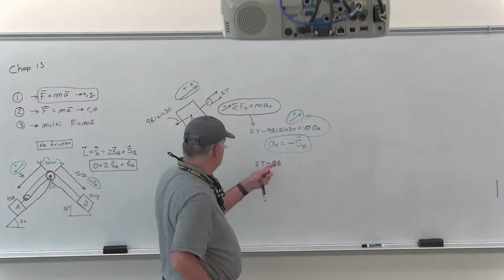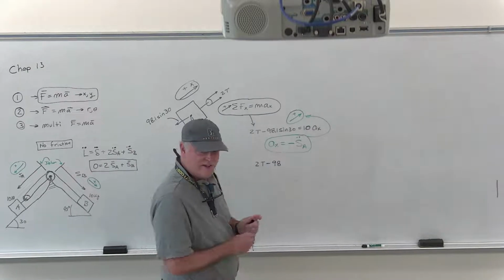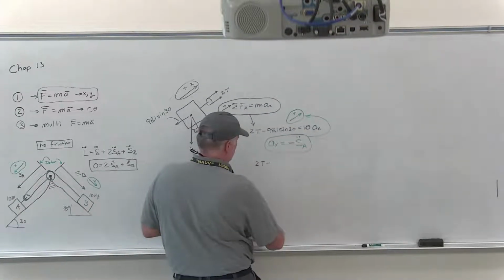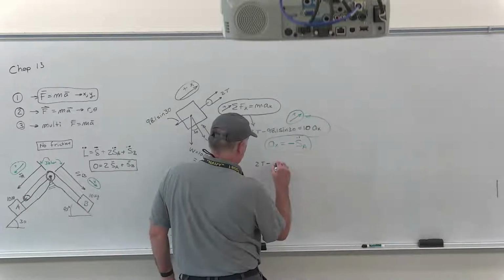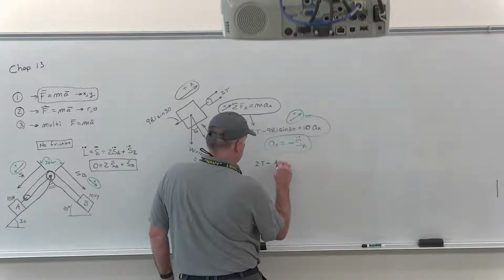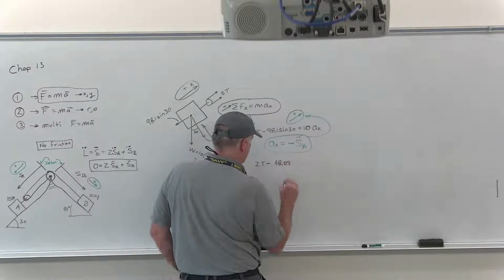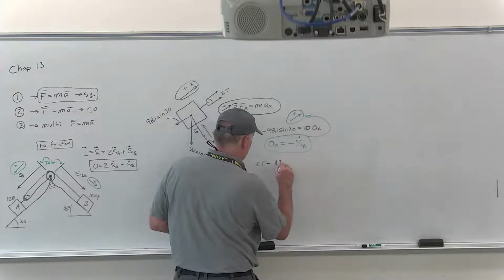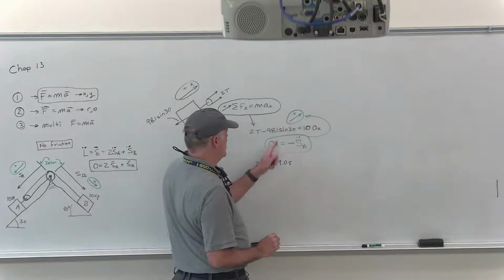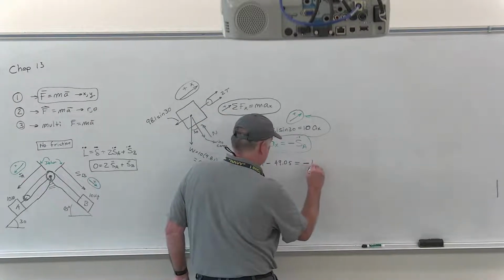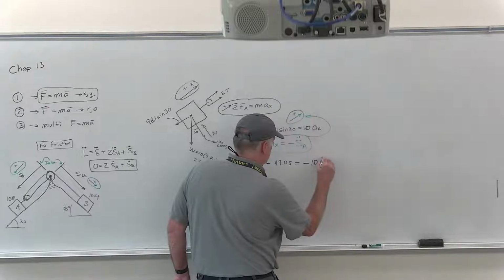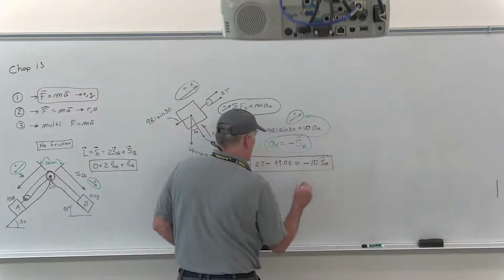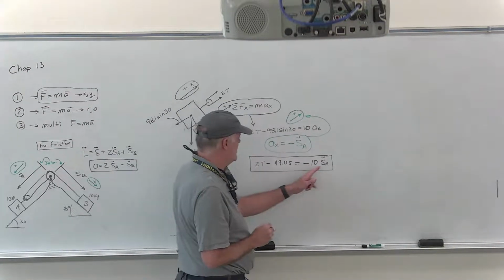Okay. So the sine of 30, isn't that half? I think that's half, isn't it? Okay, so what's half of 98 point... let's see, isn't that 49.05? Okay. So that equals minus 10 SA double dot. So this is the equation I'm going to use all along. So I don't know T and I don't know SA.